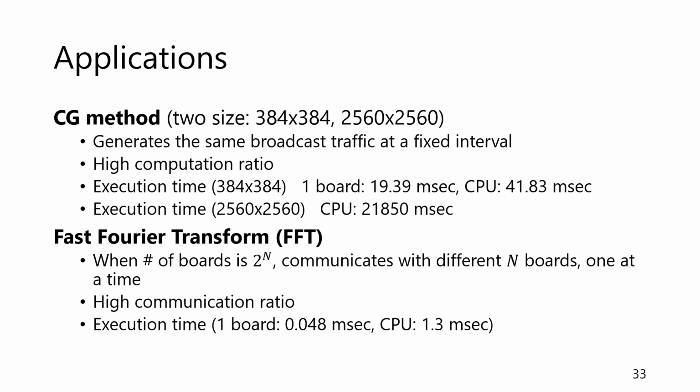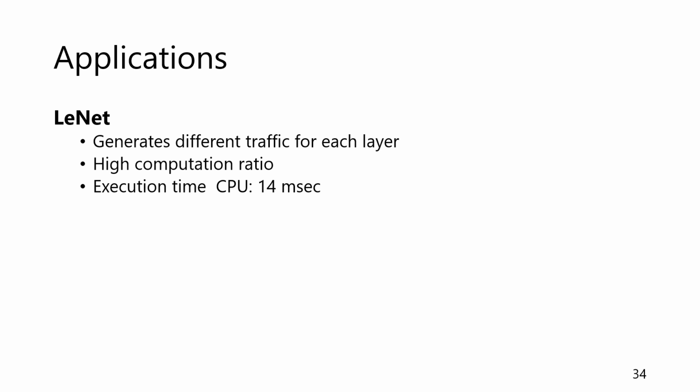FFT is a high-speed algorithm to solve DFT. When the number of boards used is 2 to the power of n, it communicates with n different boards one at a time. It has a high communication ratio. ReNet is a simple neural network that can recognize handwritten numbers from 0 to 9. It generates different traffic for each layer and has a high computation ratio.